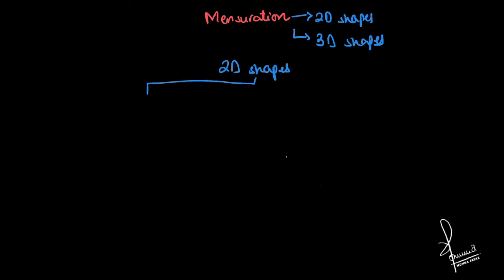Now in O-level mensuration, you can have two types of questions. You can get a question on 2D shapes or you can get a question on 3D shapes. We will start off by discussing 2D shapes and slowly move to 3D shapes. In 2D shapes, they can ask you to calculate the area of a shape, the perimeter of the shape, or a side of the shape.